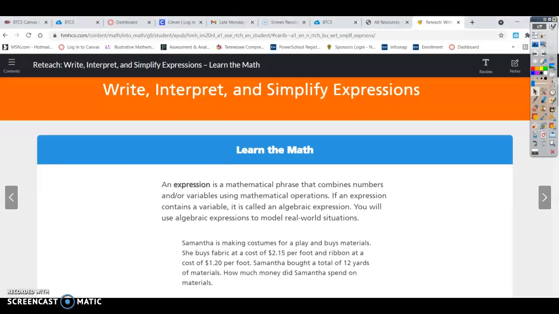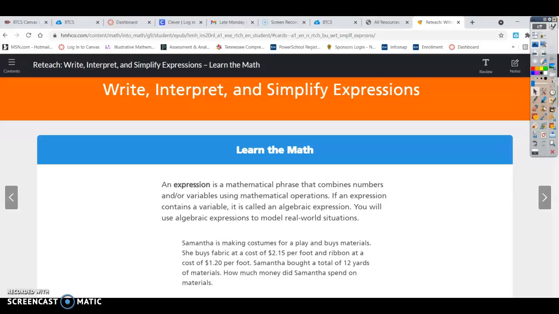All right, today we're going to write, interpret, and simplify expressions. An expression is a mathematical phrase that combines numbers and/or variables using mathematical operations. If an expression contains a variable, an unknown, it is called an algebraic expression. You will use algebraic expressions to model real-world situations.